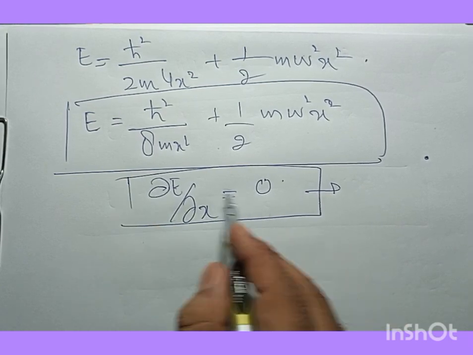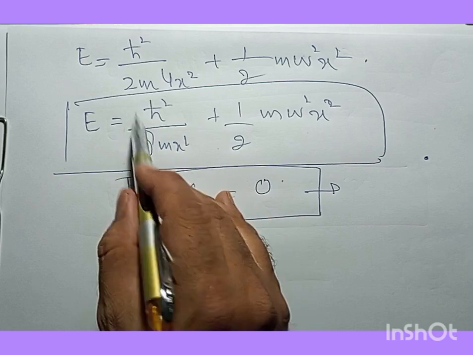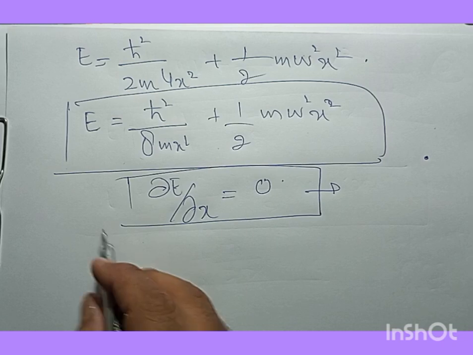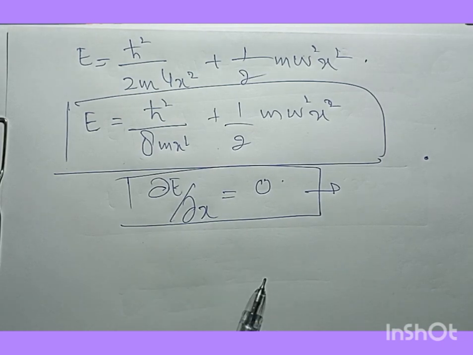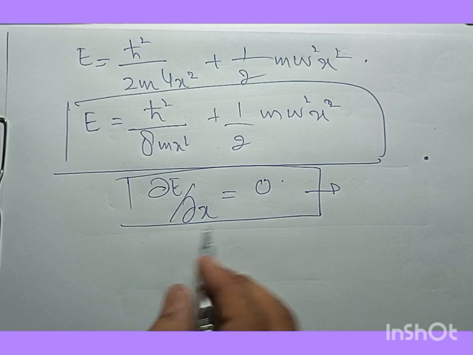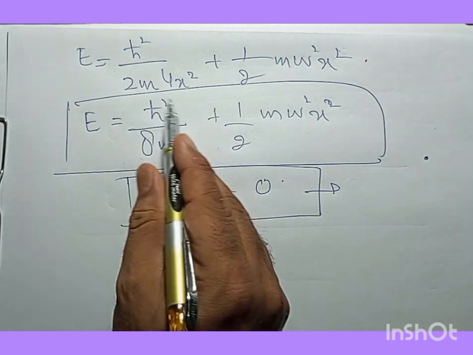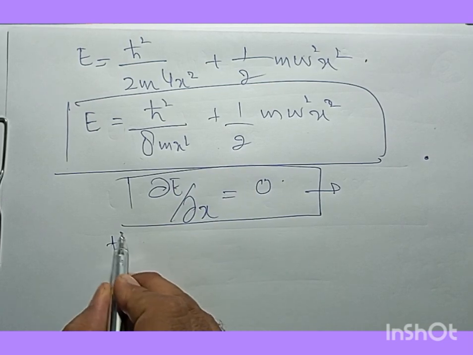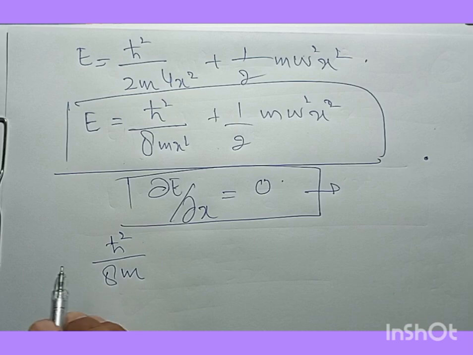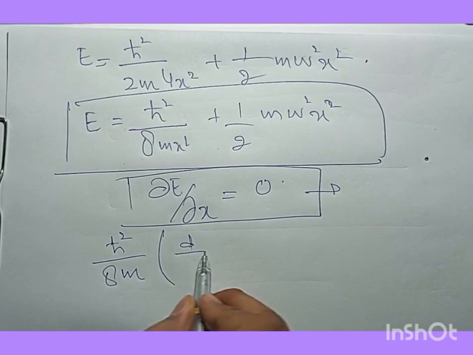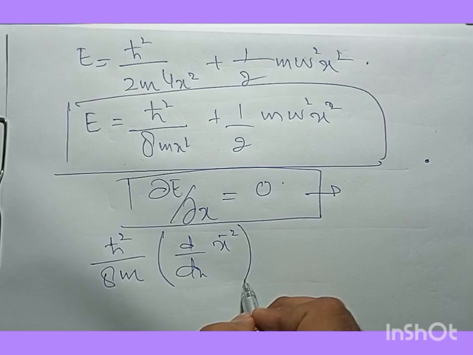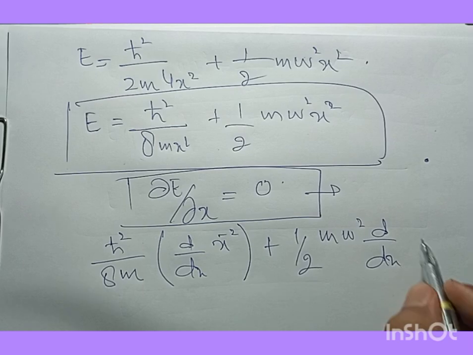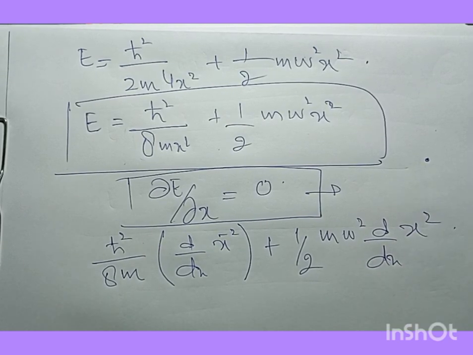For that purpose, we will differentiate the right-hand side of this equation, and on differentiating, the left-hand side is automatically 0. So we will have the minimum possible position of the particle that we are talking about here. In doing so, we differentiate this: h cross squared by 8m times d by dx of x raised to power minus 2, then plus 1/2 of m omega square times d by dx of x square. Okay, I think till now it's fine.